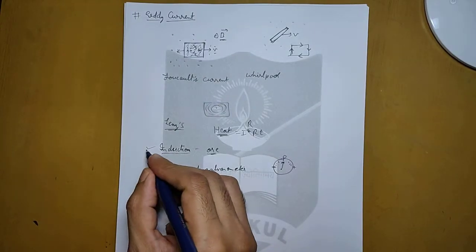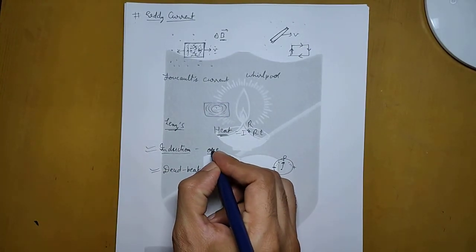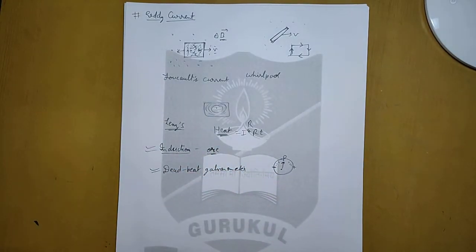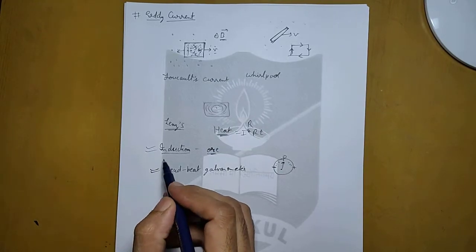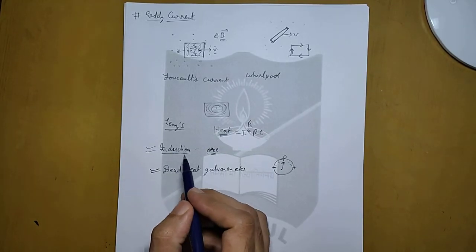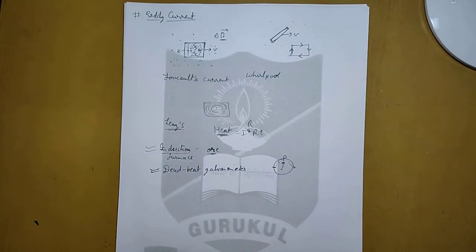So these are two main uses of eddy current which will be useful for your exams also. Generally in questions, it is asked to write two uses of eddy current after defining them. In my notes I have given the details of both of these applications, induction furnace and deadbeat galvanometer.